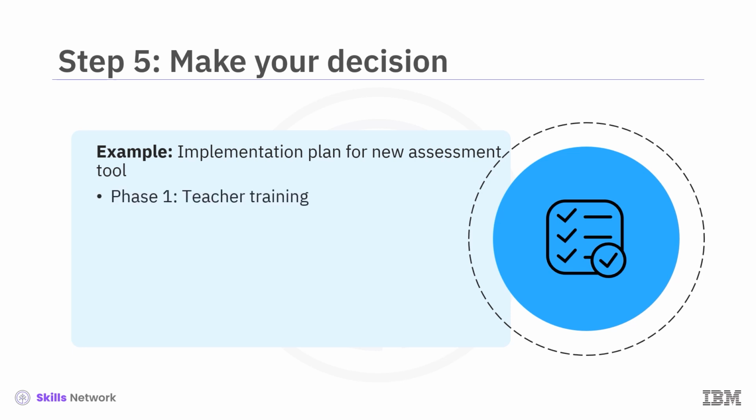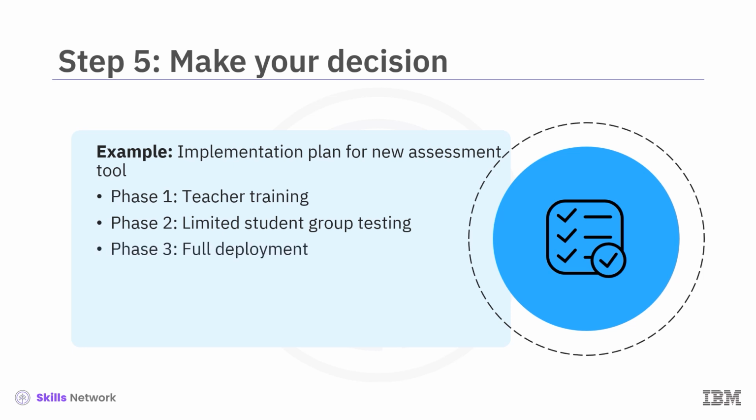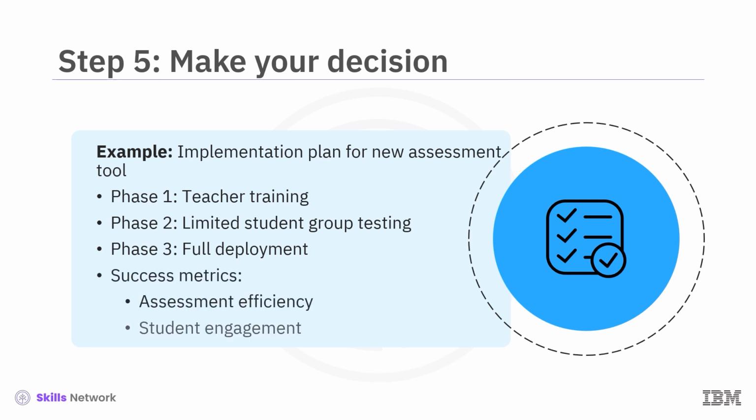For example, the implementation plan for the new assessment tool can be as follows. In the first phase, train your teachers. In the second phase, perform testing by creating a limited student group. And finally, fully deploy your tool. Now, to measure the success of your tool, focus on how efficiently assessments are handled and how engaged students are in the learning process.